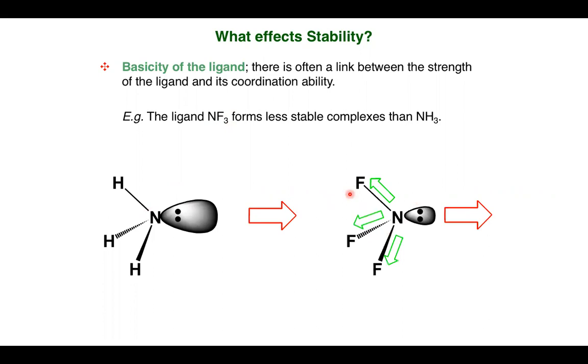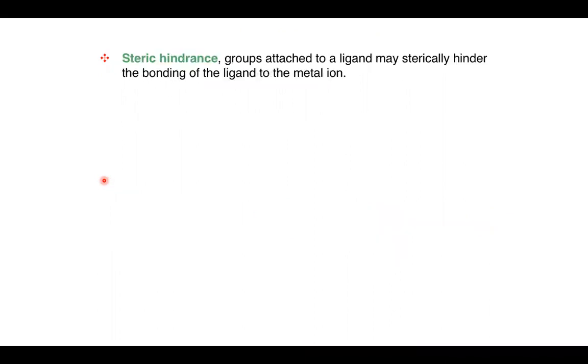So the problem with the fluorine substituents here on the nitrogen is that they're very electronegative and they pull the electron density away from the nitrogen, which results in a reduction in the electron density on the nitrogen. And so it's less able to donate electron density into the positive metal center. Whereas in ammonia, the hydrogen is not particularly electronegative, and so they don't pull at the electron density in the same way that the fluorines would.